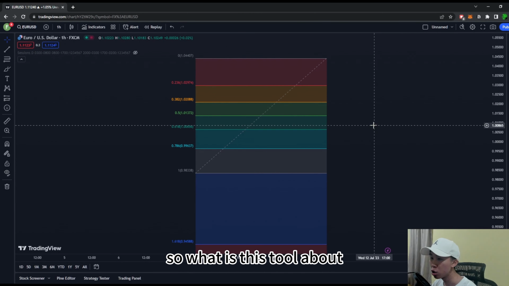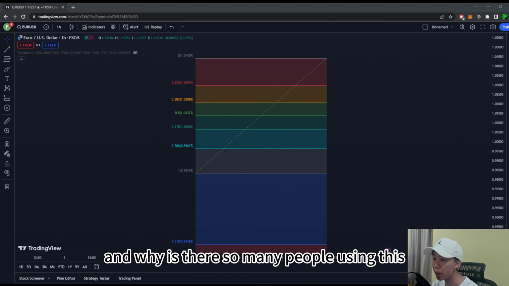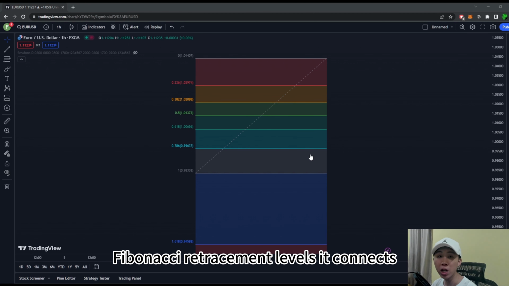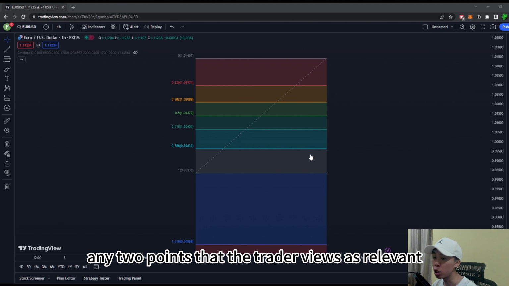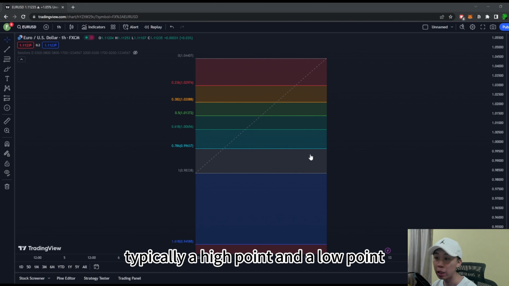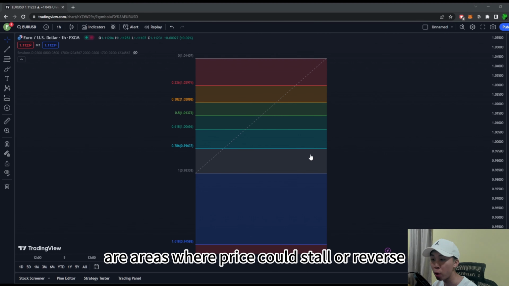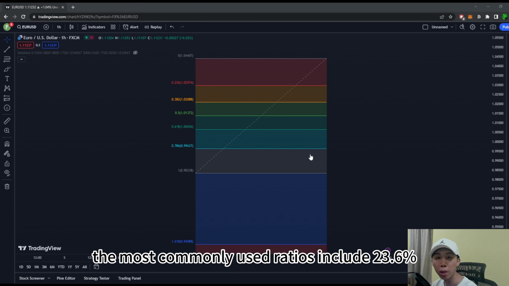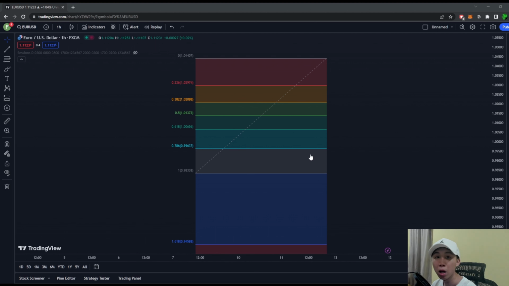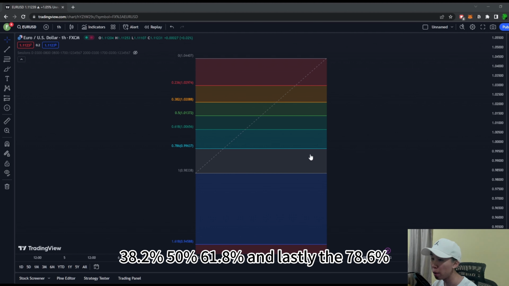So what is this tool about and why are there so many people using this? Fibonacci retracement levels connect any 2 points that the trader views as relevant, typically a high point and a low point. The percentage levels provided are areas where price could stall or reverse. The most commonly used ratios include 23.6%, 38.2%, 50%, 61.8%, and lastly, 78.6%.